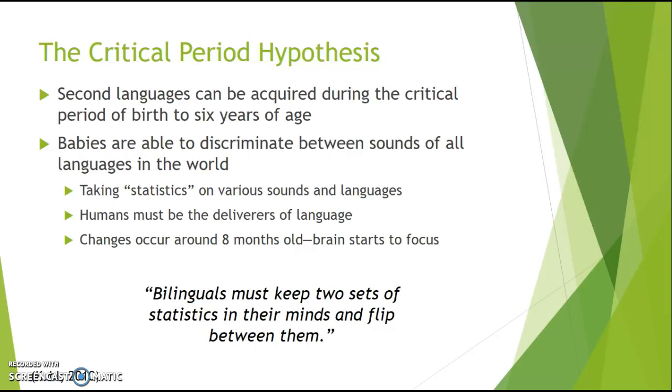According to Patricia Kuhl in her TED Talk, the critical period hypothesis states that children are better able to acquire languages during a critical period in their life, the age of birth to 6 years of age, over an adult. What she found was that babies, especially between 0 and 8 months of age, are able to discriminate between sounds of all languages in the world, which is pretty cool. They are taking statistics on all of the sounds that they're hearing during this critical period. And right around 8 to 10 months, the brain starts to change and focus solely on the ones that they're hearing. So it's not as likely to pick up or discriminate new sounds that they're introduced to after that.